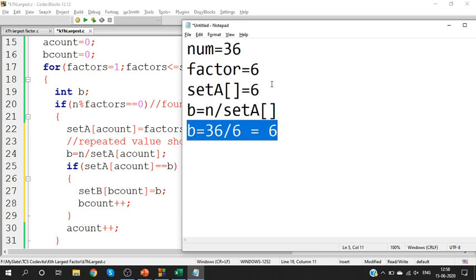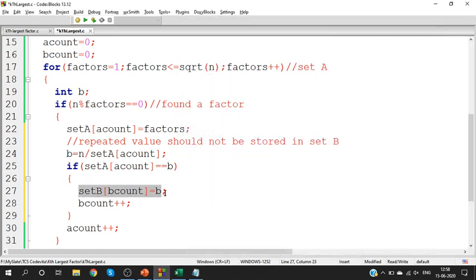At the square root, set A and B will have the same value. What did we decide? We'll store it in set A only. So when can you store it in set B? If the values are not equal, store it in set B. If the values are equal, don't store it in set B. Can you all understand this?